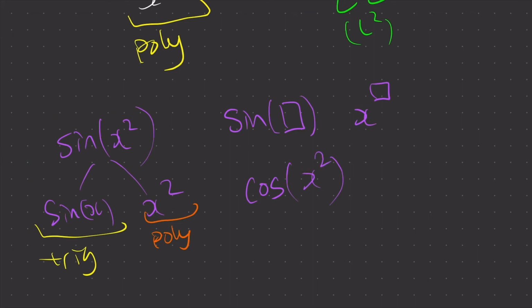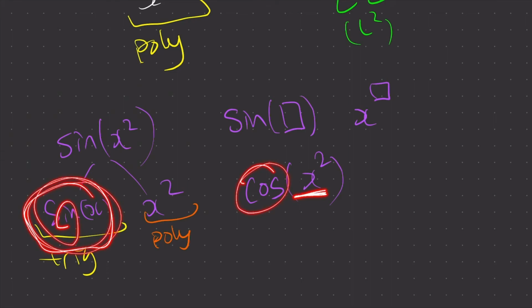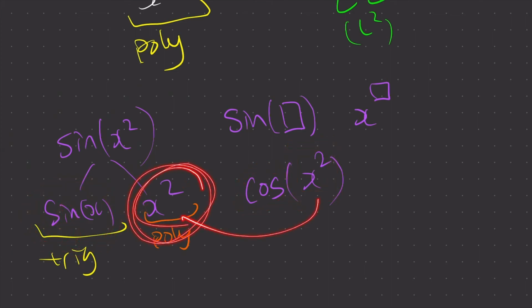So I did layer one, okay? I did layer one, I get cosine, right? Cosine something. Now what do I put in this something, okay? I put in this something whatever is in my next layer. Next layer is x squared, so boom, I just put x squared here. Does that make sense, okay?